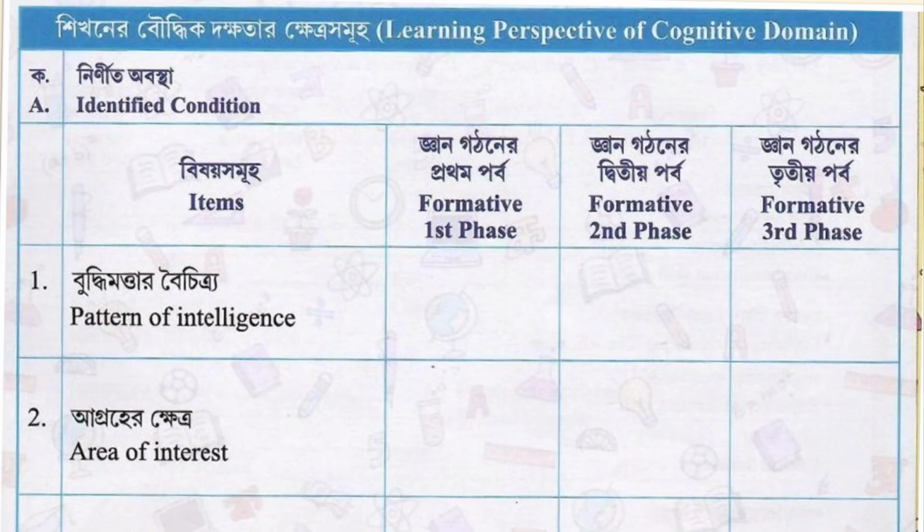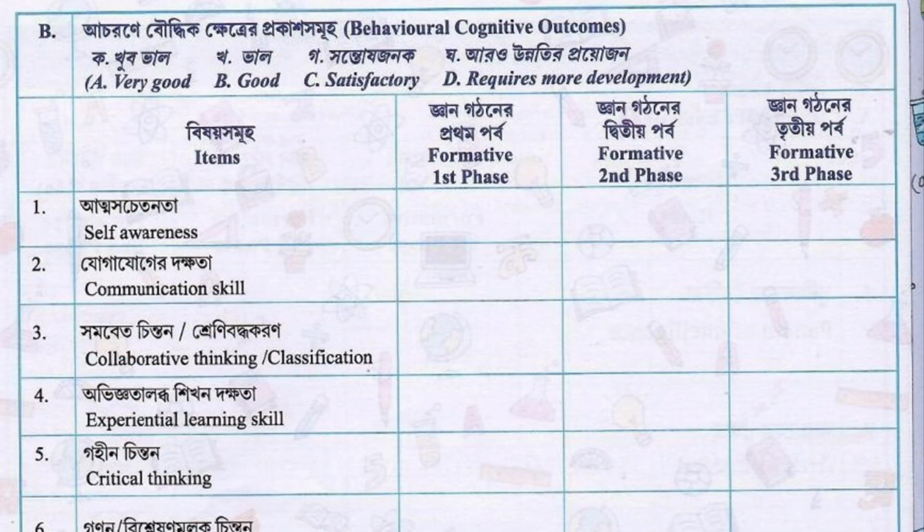These are filled briefly using descriptive words or codes for each of the 3 formative phases, that is formative first phase, formative second phase and formative third phase. In the next couple of videos we will discuss this section briefly. Now section B is behavioral cognitive outcomes.